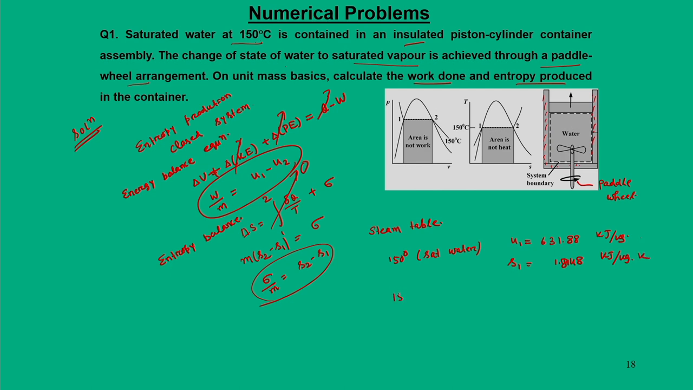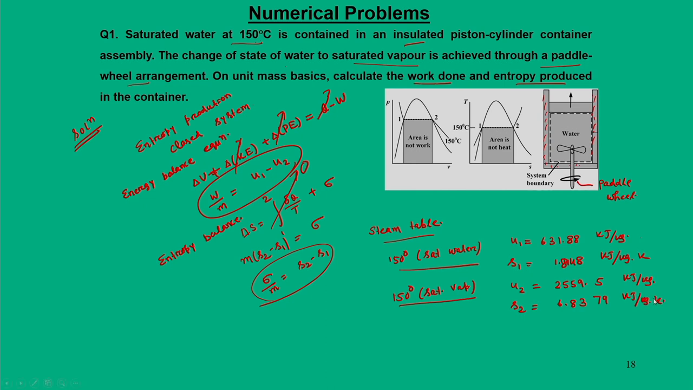Then we have 150 degree centigrade saturated vapor. So, at this state we can find the data from the steam table, which is U2 is 2559.5 kilojoule per kg and S2 is equal to 6.8379 kilojoule per kg Kelvin.